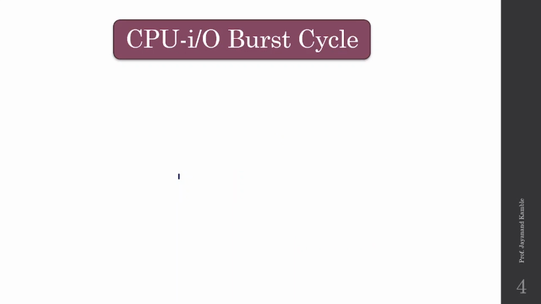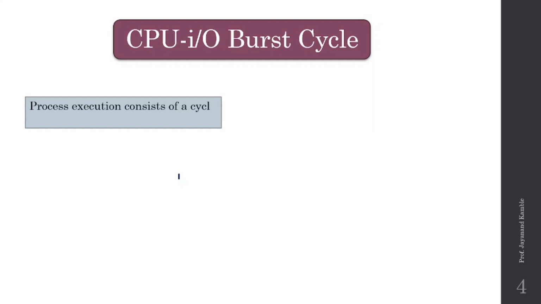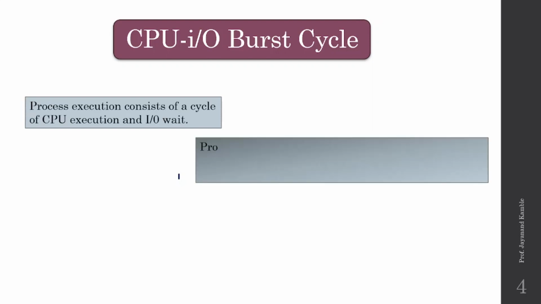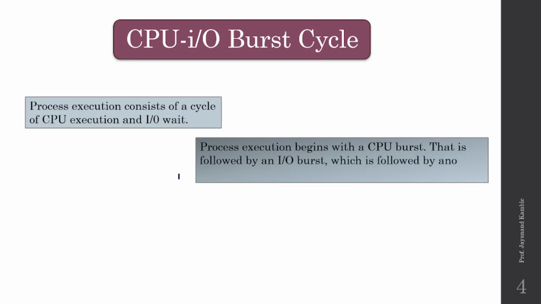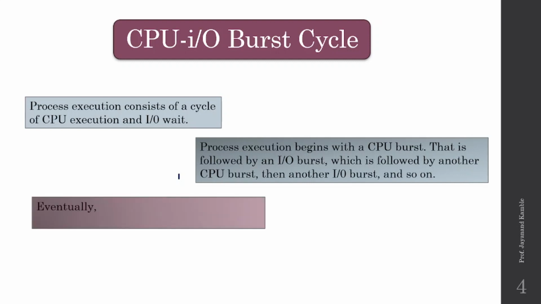What is CPU and I/O burst cycles? Process execution consists of a cycle of CPU execution and I/O wait. Process execution begins with a CPU burst that is followed by an I/O burst, which is followed by another CPU burst and then another I/O burst and so on. Eventually, the final CPU burst ends with a system request to terminate execution. Here in this slide, we can see execution of process with alternate CPU and I/O burst cycles.